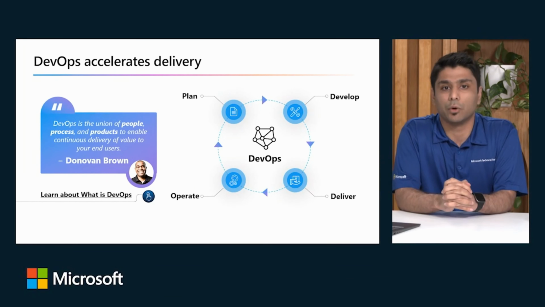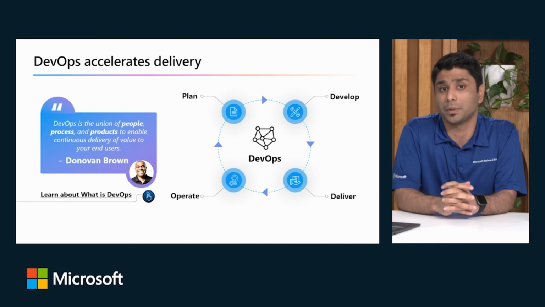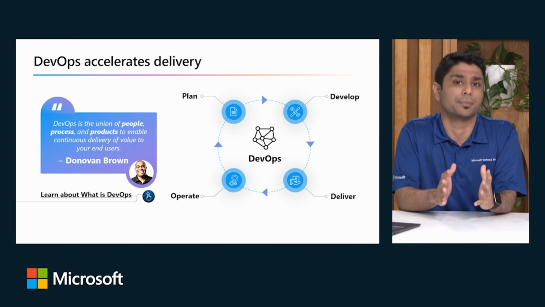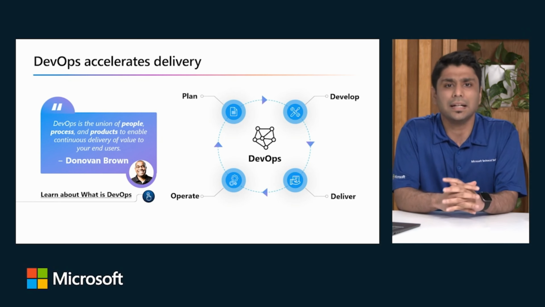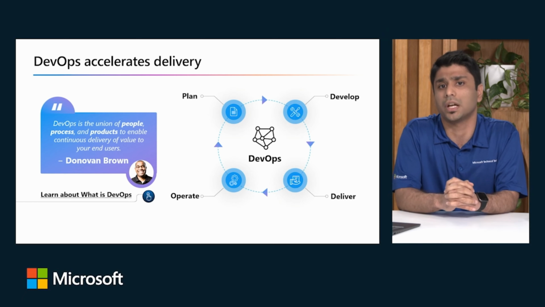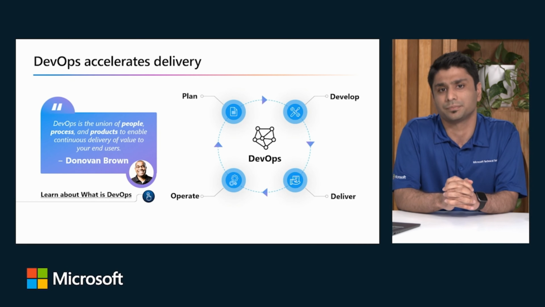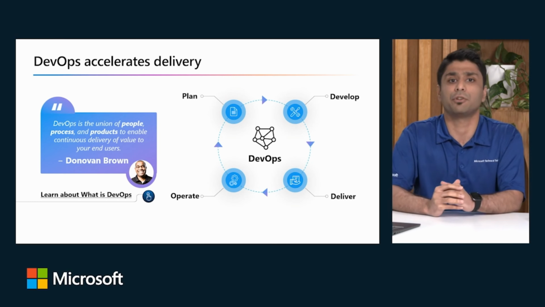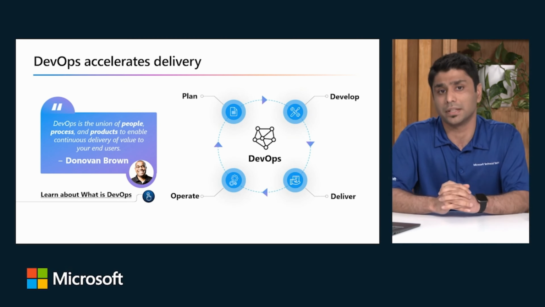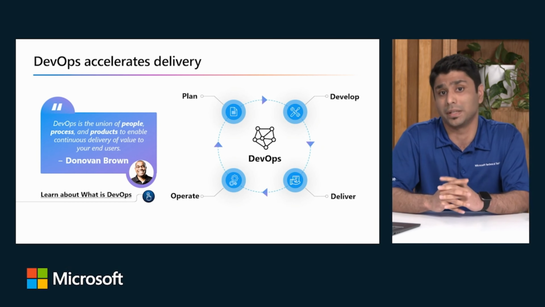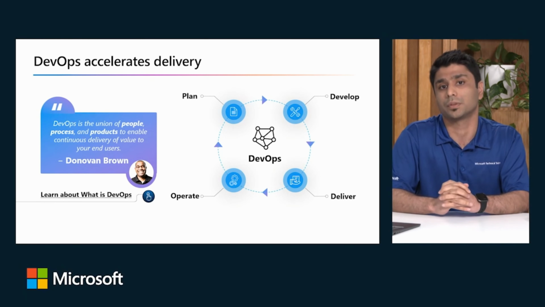Now, typically, the DevOps team combines development and operations. The same team can be responsible for the full cycle of development. That's plan, develop, operate, and deliver, all in one team. This then helps the team to share a common goal. And as Donovan Brown, our fellow colleague at Microsoft, puts it, it's a union of people, process, and products to enable delivery of value. Now, technology, like platform as a service, which enables self-service and quick, scalable deployments, plays a key role in enabling DevOps.